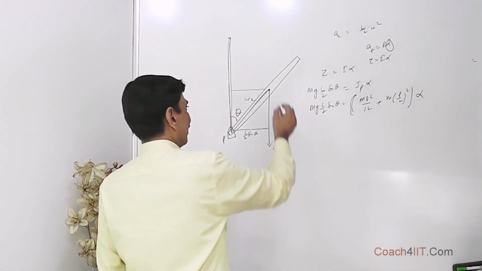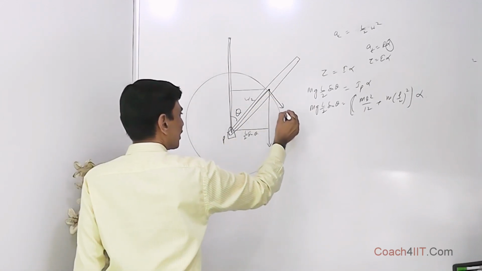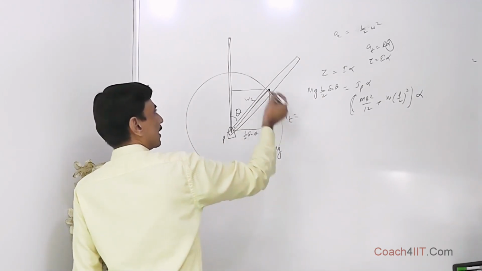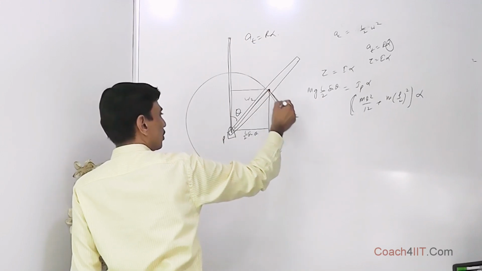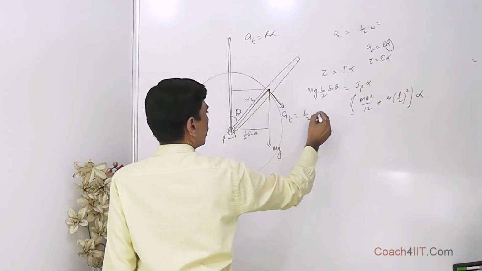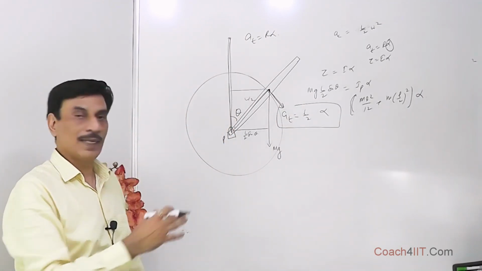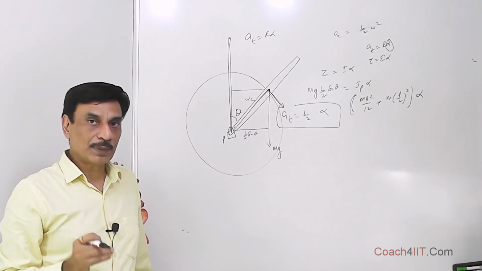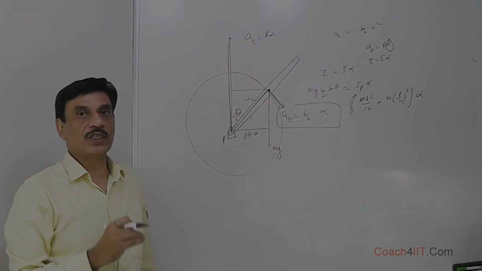Once the value of alpha is known, at this instant the tangential acceleration of this point is r into alpha. That is, AT is equal to r alpha, so AT is equal to L by 2 into alpha. Alpha we have calculated over there in terms of m, L, sin theta, etc. So now we have the centripetal acceleration and also the tangential acceleration. Now what to do with these two accelerations?